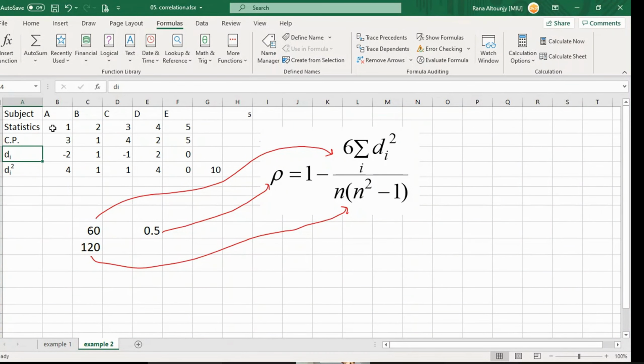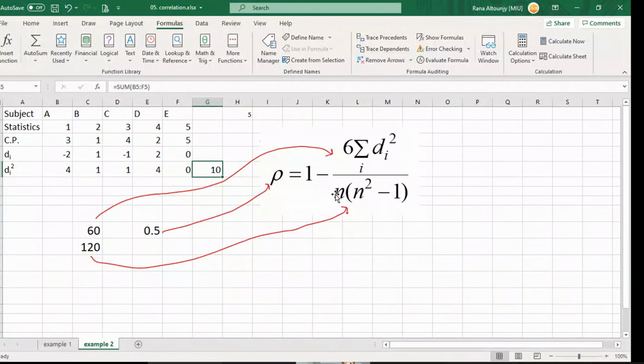Then we calculate di, the difference in the rank. We square di, as I mentioned. Select the cell, then press shift 6 to get this sign, then put 2 to have the square. Like this, we put the square of di. Then what do we have? The sum of the square of di. This is the square of di, and this is the sum of it.